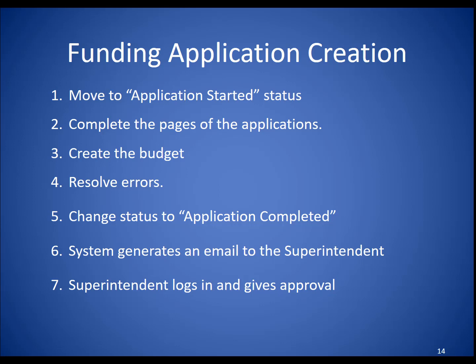Once errors are resolved, you change the status to Application Completed, and the system will generate an email to the superintendent or chief operating officer, and then that person logs in and gives the approval, and it is sent to the state.